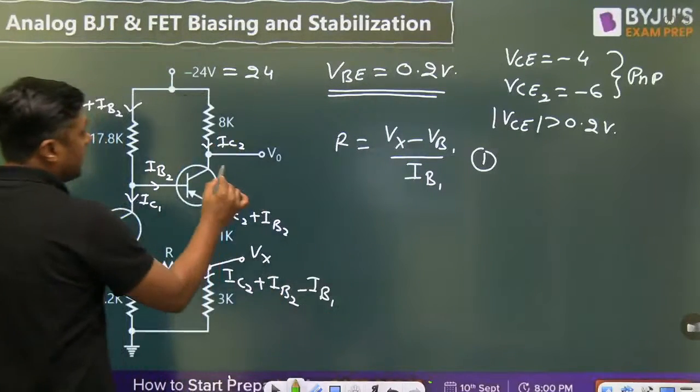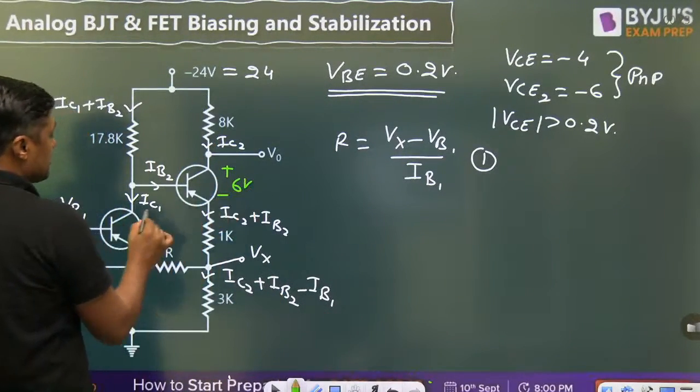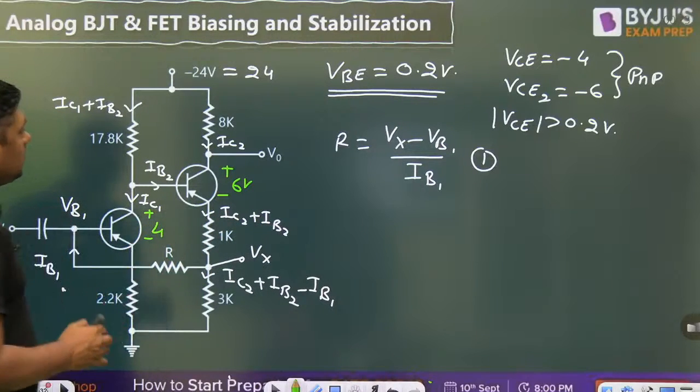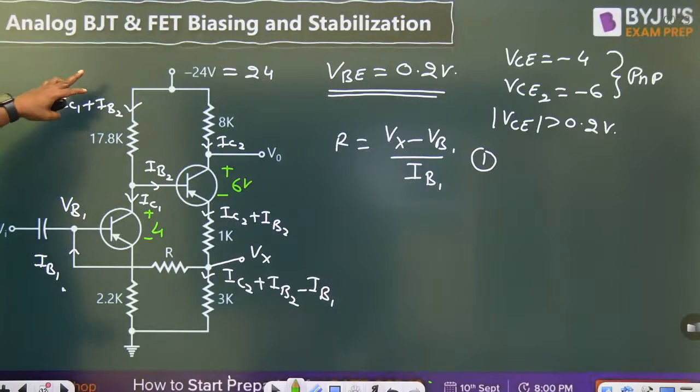Then change the polarity of this. This is the 6 volt and this is the 4 volt. And now what is the approximation, everyone? Always remember IC1 plus IB2, but IB2 is very, very less than IC1.